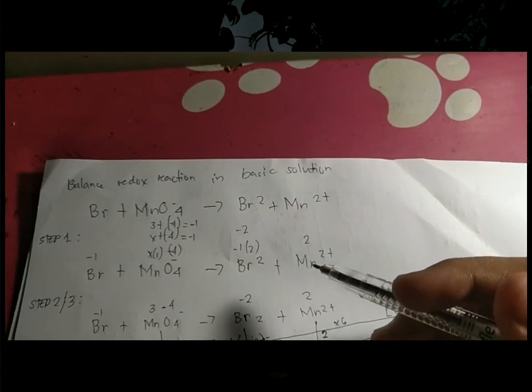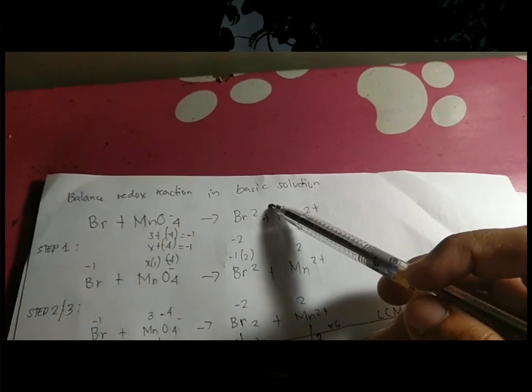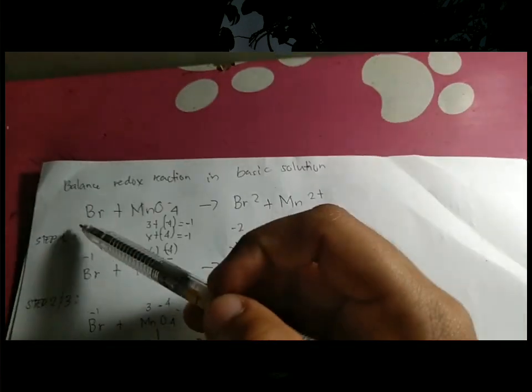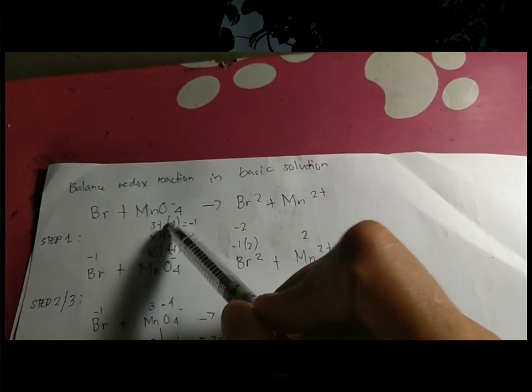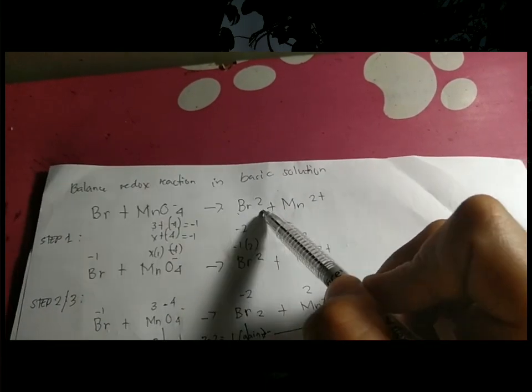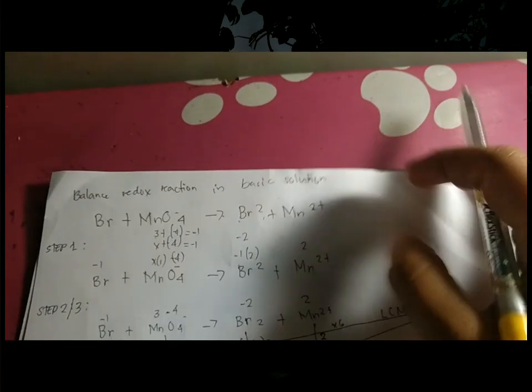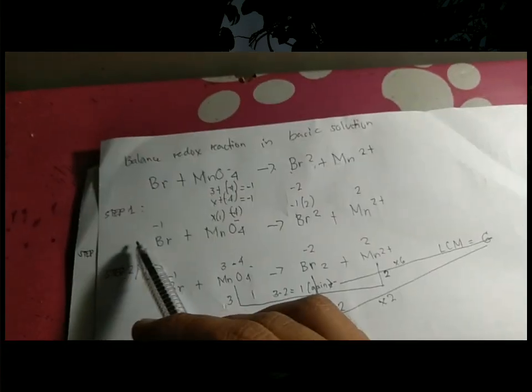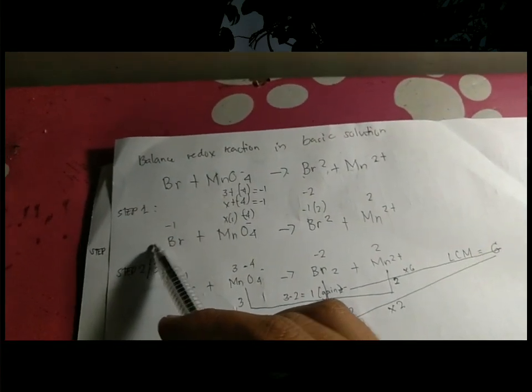So in this scene, I'm going to balance a redox reaction in basic solution. So I have bromine plus permanganate ion, MnO4 negative, giving bromide ion, Br2 minus, plus manganese 2 plus ion. So step 1, we are going to determine the oxidation number.